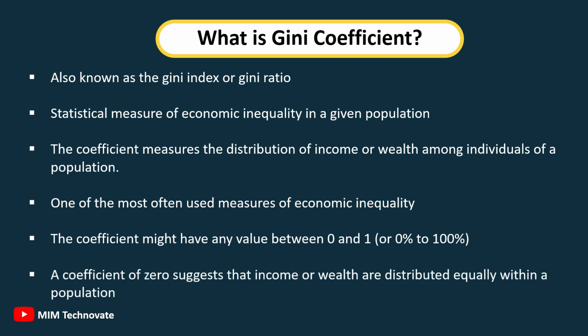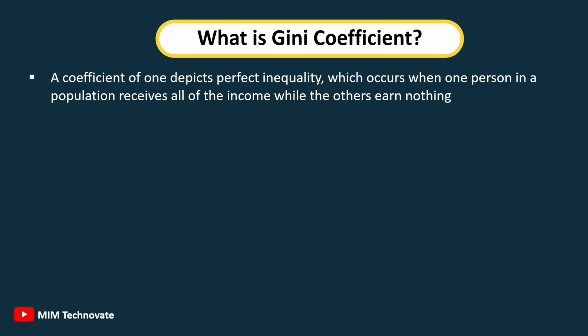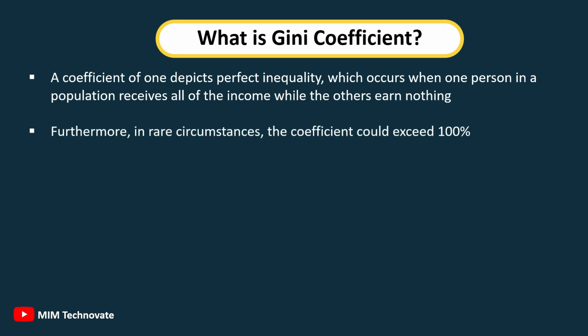A coefficient of 0 suggests that income or wealth are distributed equally within a population. A coefficient of 1 depicts perfect inequality, which occurs when one person in a population receives all of the income, while the others earn nothing. Furthermore, in rare circumstances, the coefficient could exceed 100%.